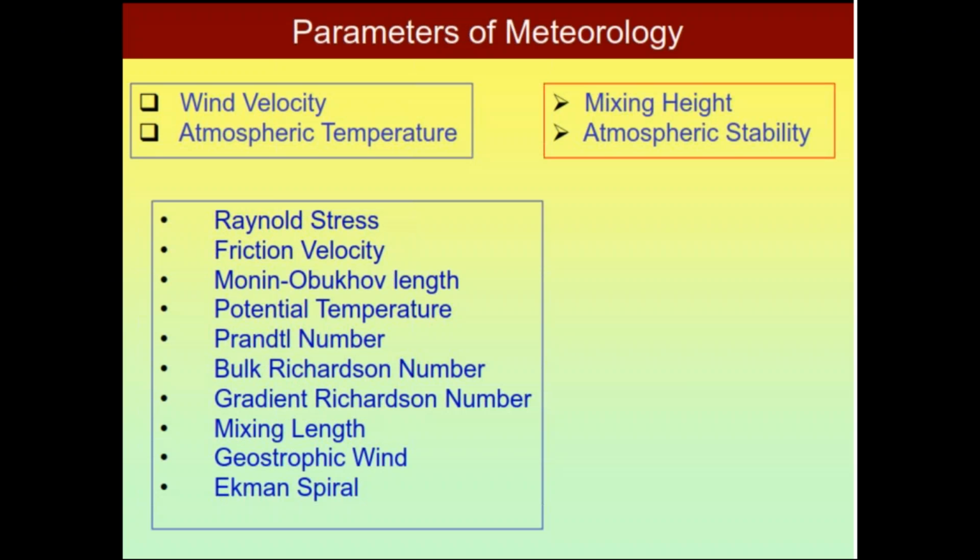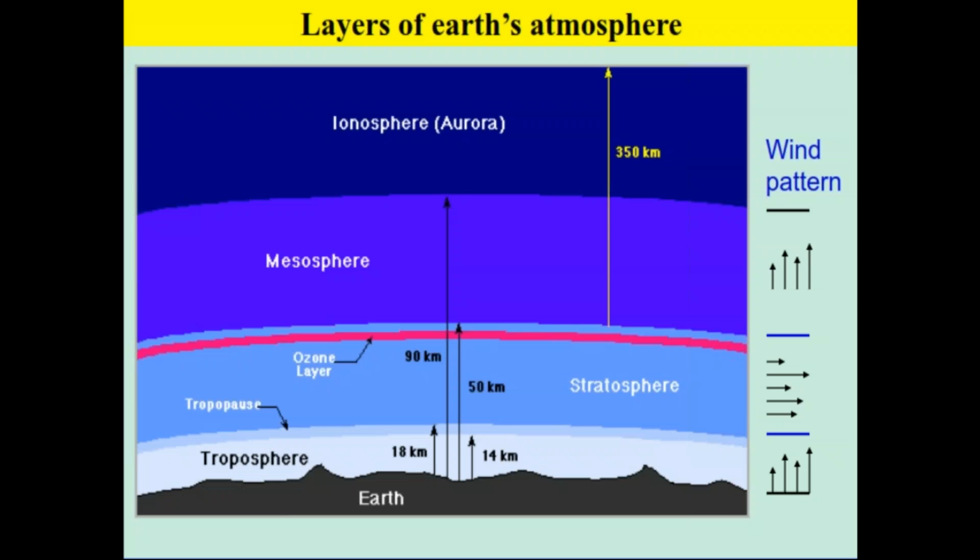So some parameters like wind velocity, we have already discussed, atmospheric temperature, mixing height, and some stability classes. We'll discuss the stability classes also. Here you can see the layers. We must know about this. One is the troposphere. This is the Earth surface.